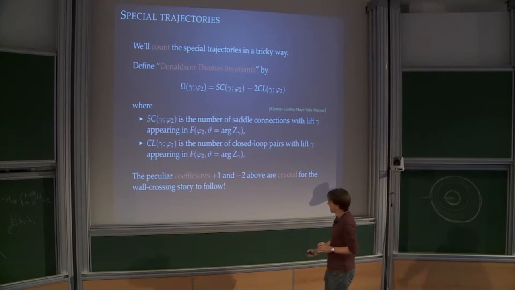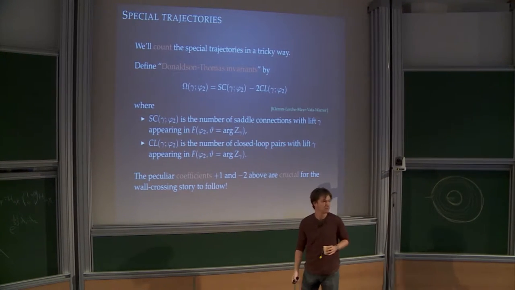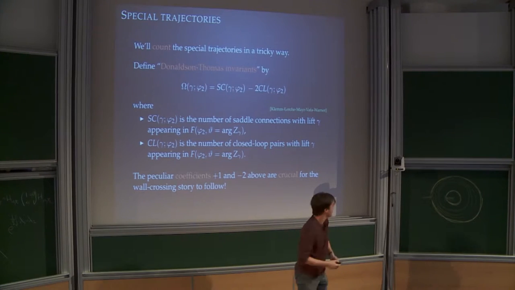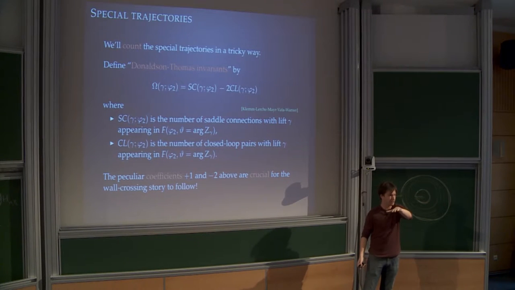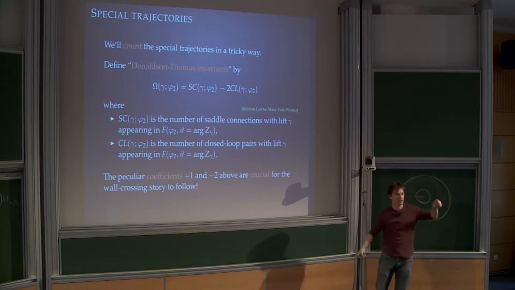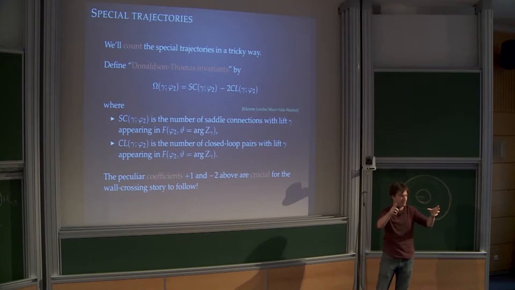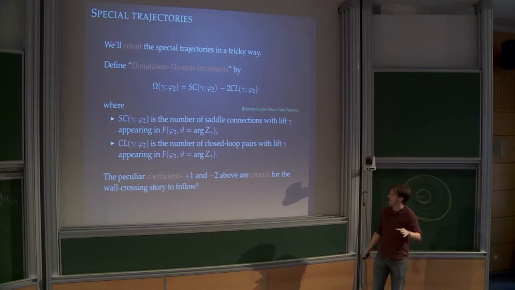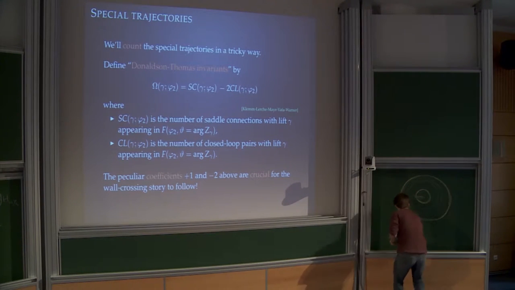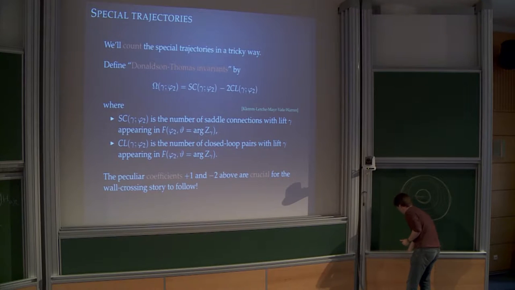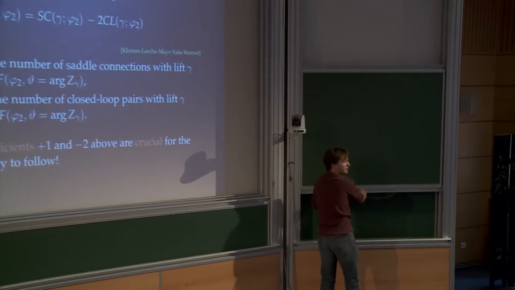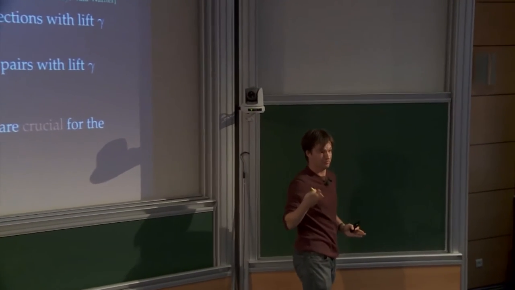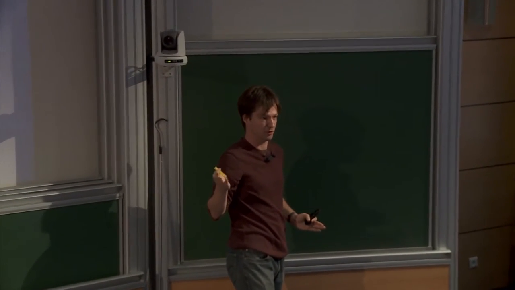Okay. Excuse me, what do you call the number of saddle connections? The number of saddle connections. So literally, right at this critical phase, we've got this gamma here, and so we take theta to be the argument of z gamma, and then you look at the foliation at exactly that moment. What you would of course usually expect is that you get either 0 or 1, and in every example I've ever actually looked at, you always get either 0 or 1.